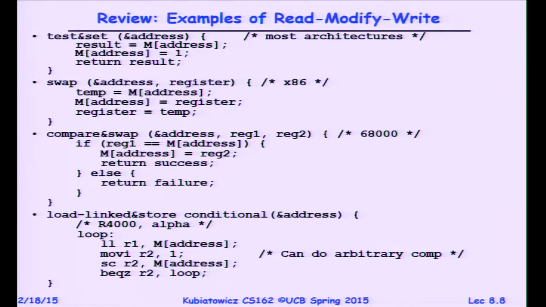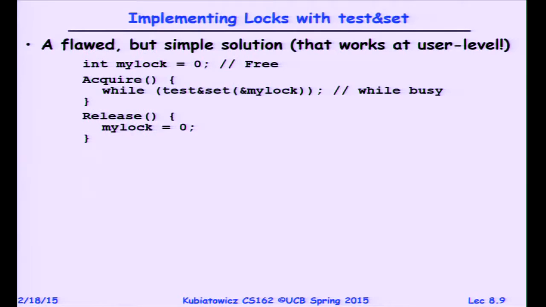What we did with test and set was we said, here's how we implement a lock. So here is a different kind of lock that works perfectly well at user level. And by the way, I'm back to my simple pseudocode here for a moment. You have an actual lock called myLock. You start at 0. What does acquire look like? It's just a while loop. It says while test and set the address of myLock. That's all it does. And release sets myLock to 0.